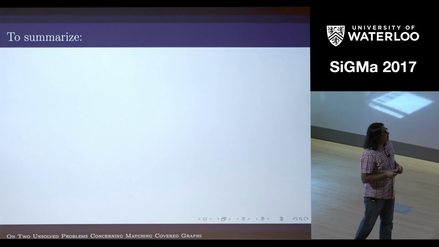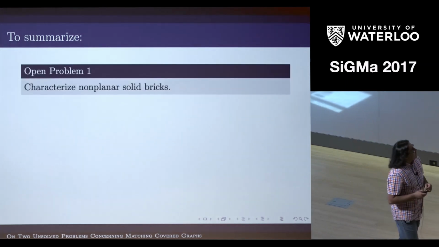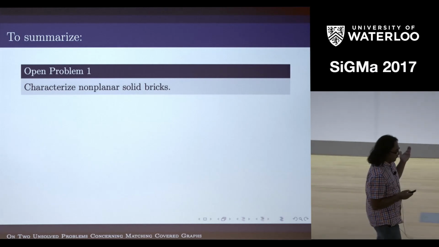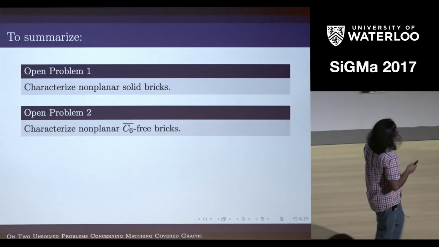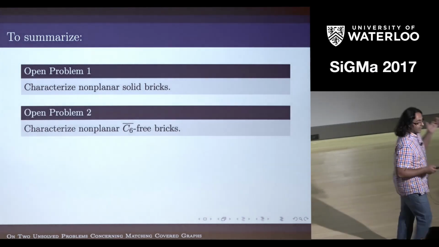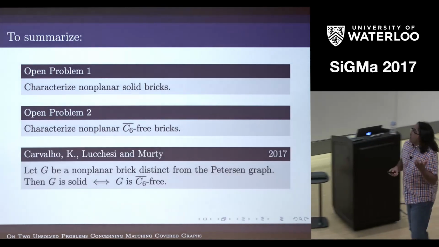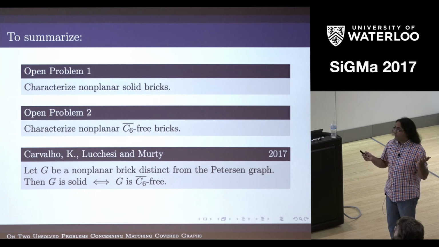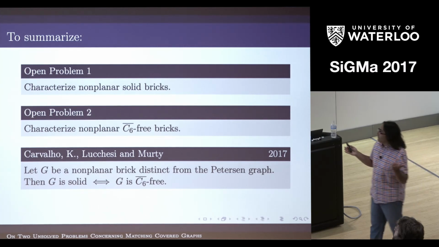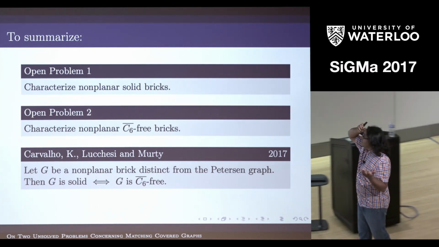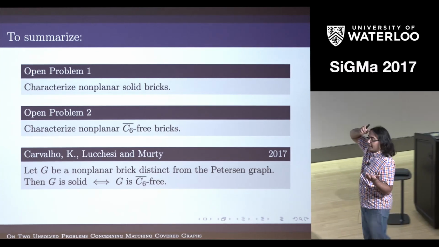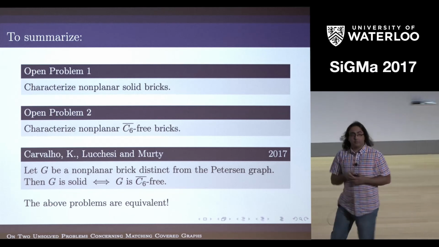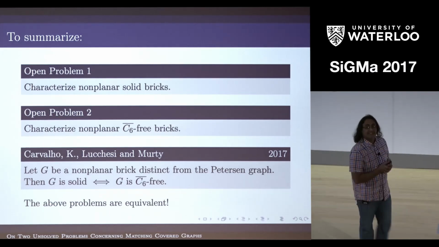Okay. So let me just summarize. The first open problem is to characterize the non-planar solid bricks, the Birkhoff-von Neumann bricks. The second one is the prism-free bricks, non-planar. And we proved that these problems are equivalent, the only exception being the Petersen graph, the only brick on Earth that is non-planar, non-solid, but yet prism-free. And so that's showing that these problems are equivalent. And I'll end here. Thank you very much.